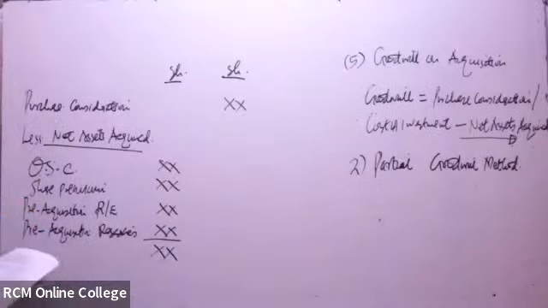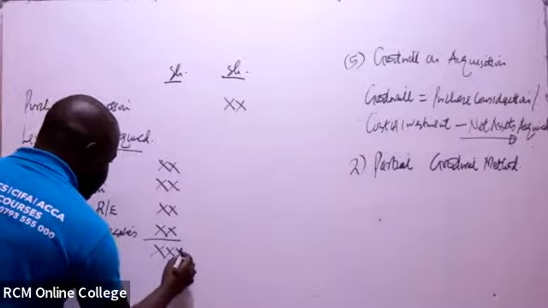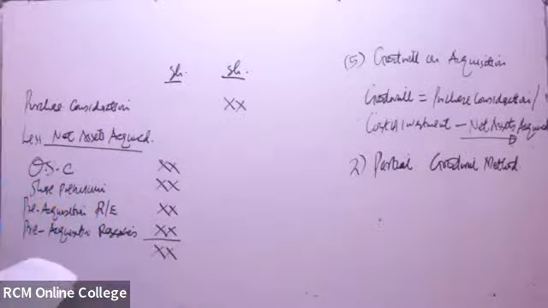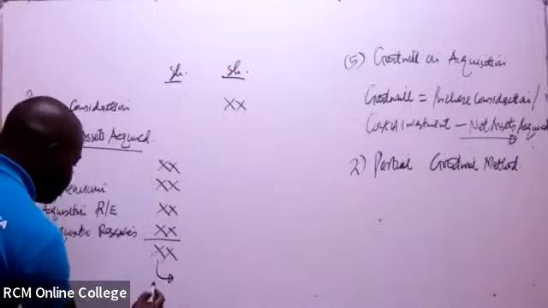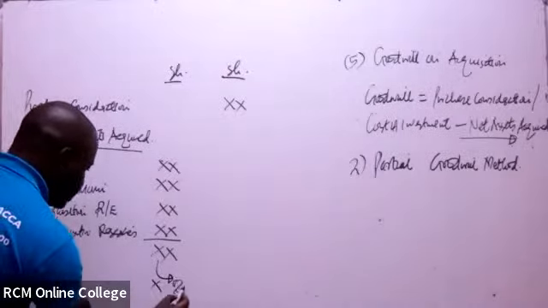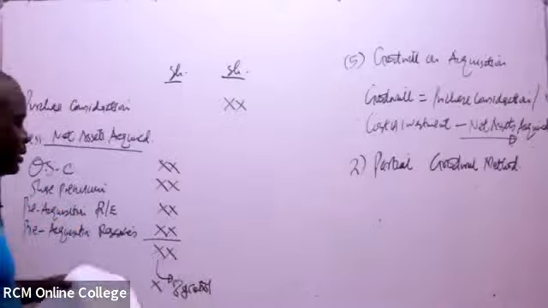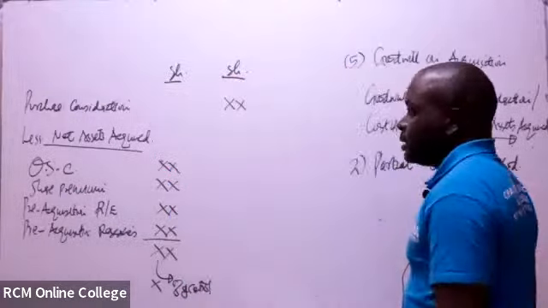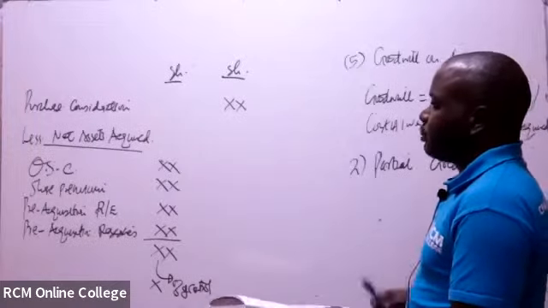This total, you multiply by the percentage of control. Maybe in this case it is 80%, the percentage that the holding company controls. Because it is partial.